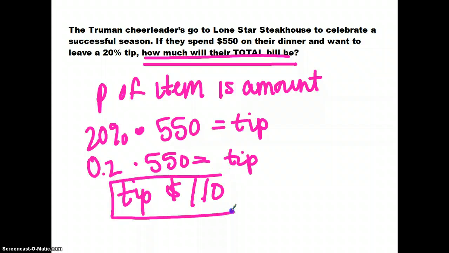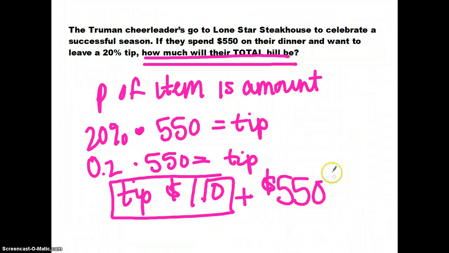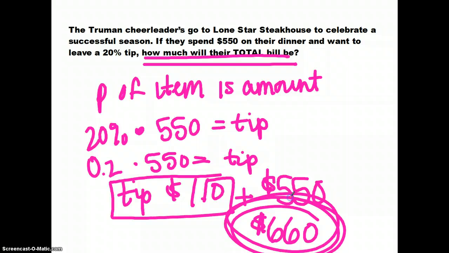If that's their tip, I need to add their tip plus what they spent on dinner, which is $550. So their total is $660. That is your final answer. Make sure you add the two together.